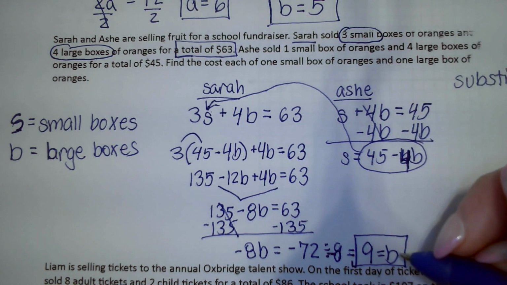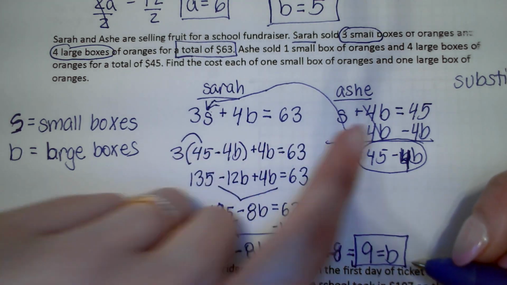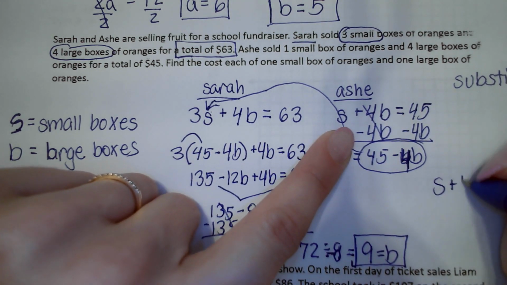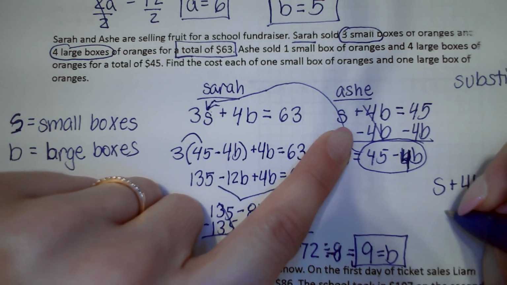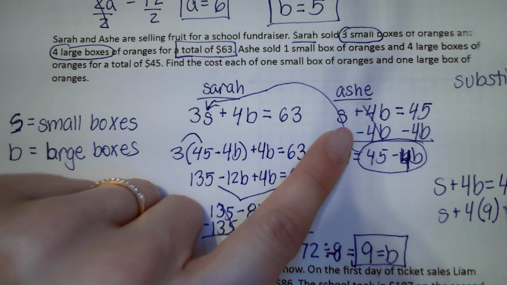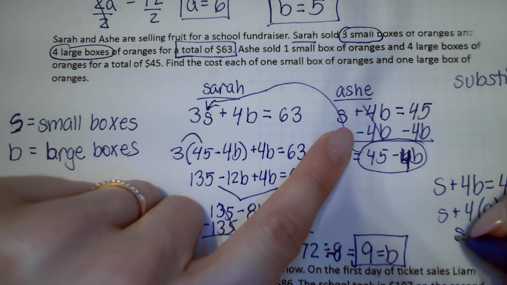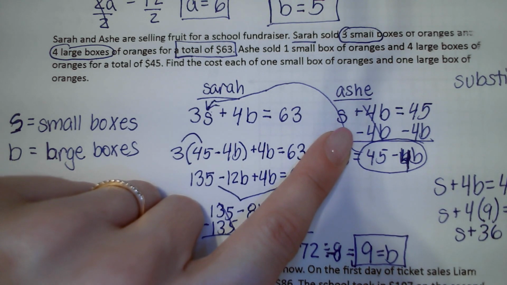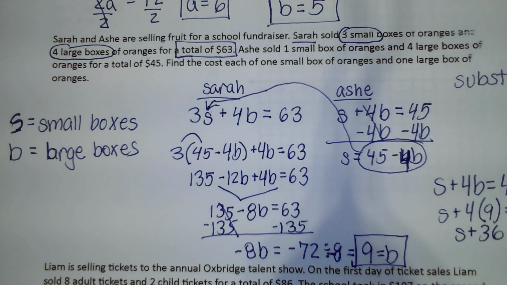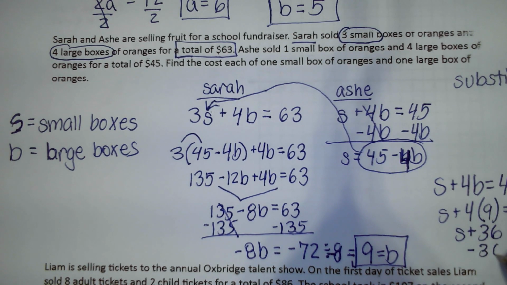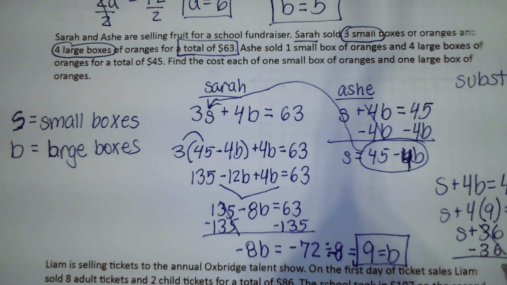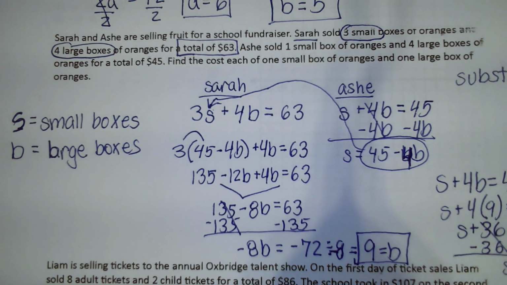And then let's take that and plug the B into Ash's equation. So S plus 4B equals 45. S plus 4 times 9 equals 45. S plus 36 equals 45. And then if we subtract 36 on both sides, we'll get S alone. So S equals 45 minus 36, which is 9.